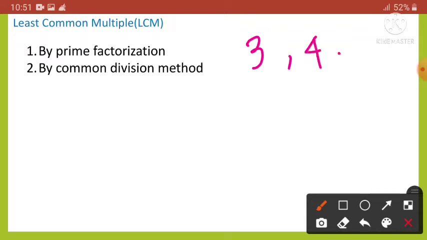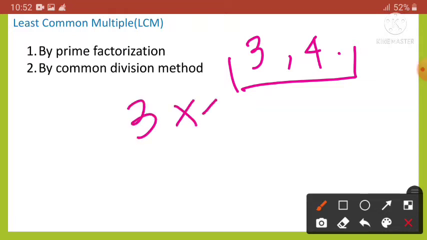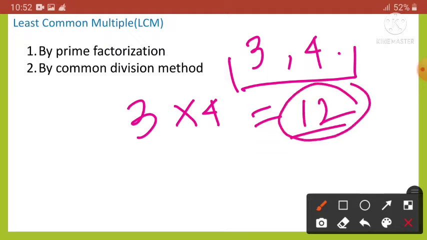The smallest number that can be divided by the given numbers without leaving any remainder is known as the LCM of the numbers. So if we find the LCM of 3 and 4, the LCM will be 3 into 4, that is 12. That means 12 is the smallest possible number which is divisible by both 3 and 4.